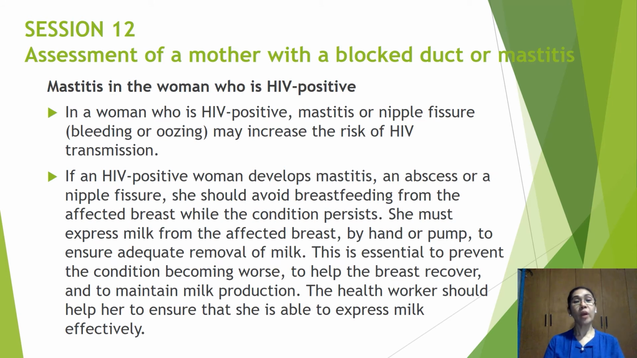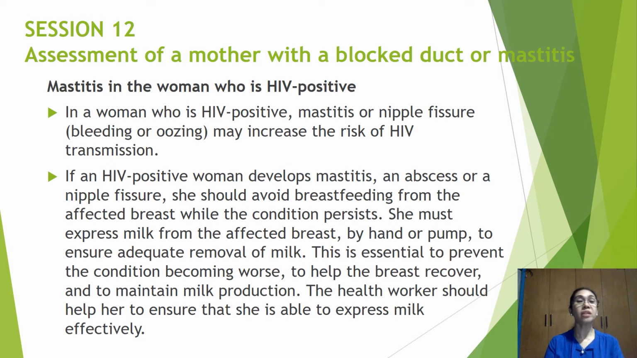So what would be the implications of mastitis in the woman who is HIV positive? In a woman who is HIV positive, mastitis or nipple fissure, such as bleeding or oozing, may increase the risk of HIV transmission. So, if an HIV positive woman develops mastitis, an abscess or a nipple fissure, she should avoid breastfeeding from the affected breast while the condition persists.